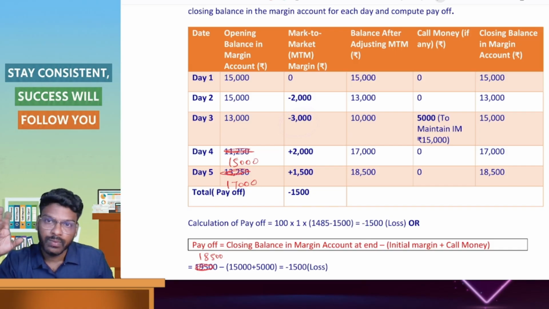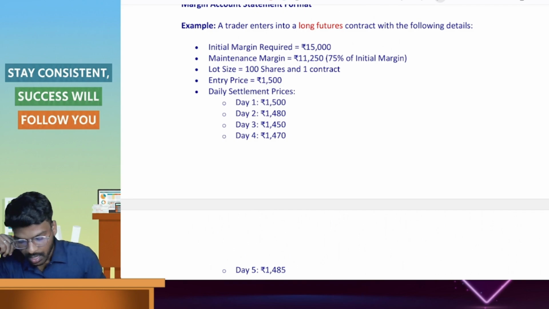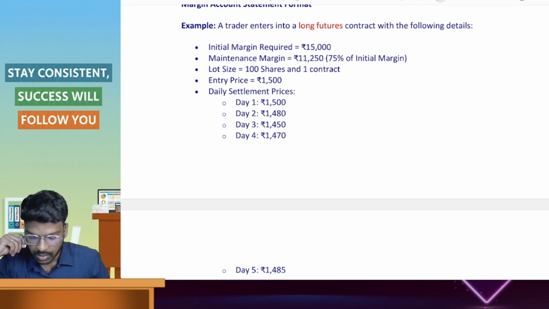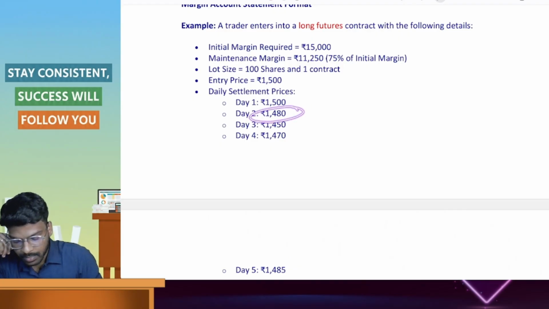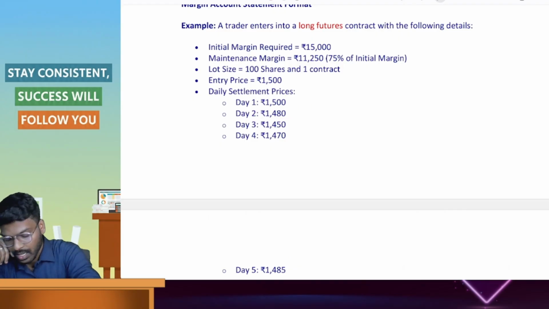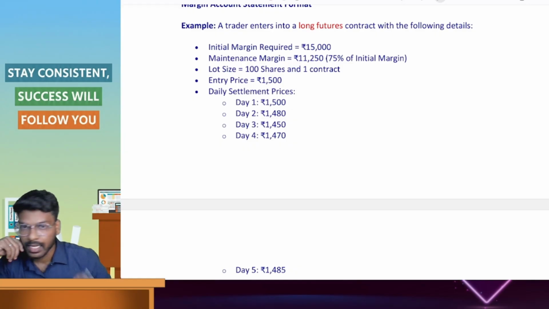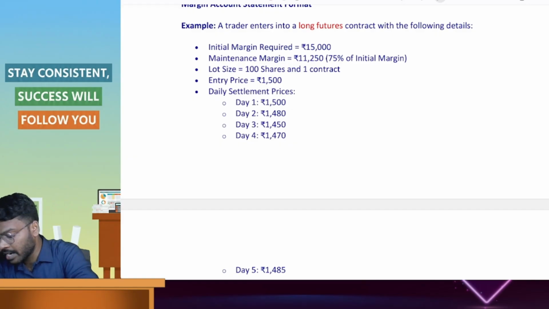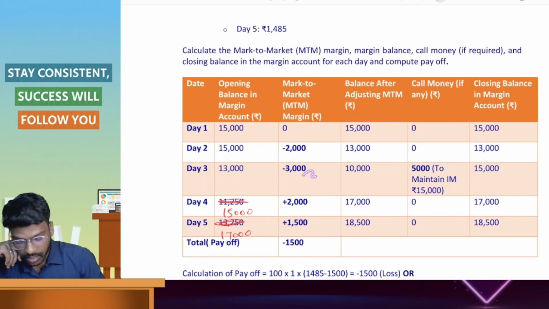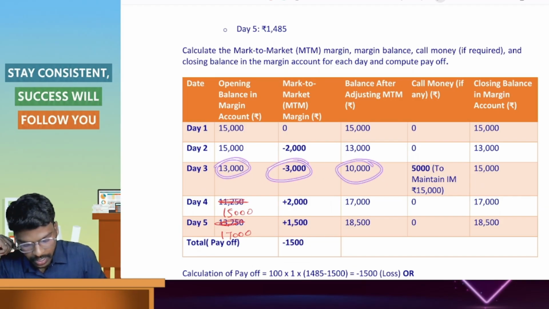On day 3, opening balance will become yesterday's closing balance. So, computation of mark to market margin. Today's price is 1,450. That is my settlement price today. My yesterday's price is 1,480. So 1,450 minus 1,480, that is 30 rupees is my loss, multiplied with 100. So I will get a value of 3,000 as my loss. So 13,000 minus 3,000 will give you 10,000.